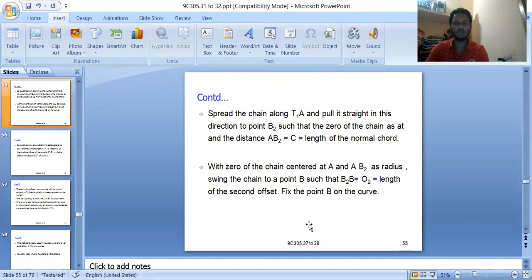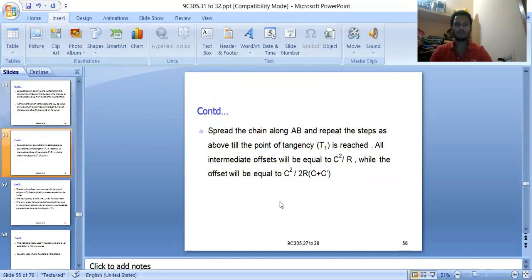Spread the chain along T1A and pull it straight in the direction to B2 such that the zero of the chain is at A and the distance AB2 is equal to C, which is nothing but the length of the normal chord. With the zero end of the chain centered at A and AB2 as radius, bring the chain to a point B such that B2B will be equal to O2, which is nothing but the length of the second offset. Fix the point B on the curve. Now spread the chain along AB. Repeat the steps already explained before at point T1 until the point of tangency is reached.